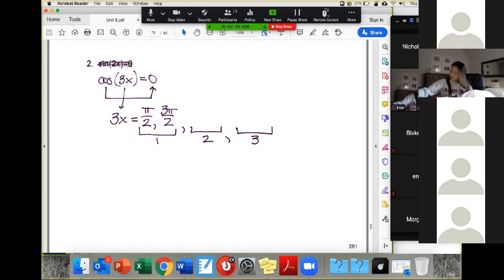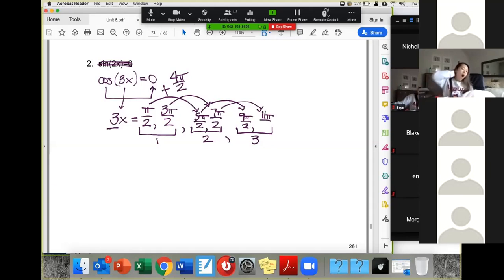So 2 pi in terms of halves, what am I really adding though? 4 pi over 2. So to get my second rotation, I say pi over 2 plus 4 pi over 2 is 5 pi over 2. And 3 pi over 2 plus 4 pi over 2 is 7 pi over 2. Now I go one more rotation to get my 3rd rotation for the 3 in front of the x, but I still add 4 pi over 2. So that's what makes it 9 pi over 2 here. And add it to this, 11 pi over 2.